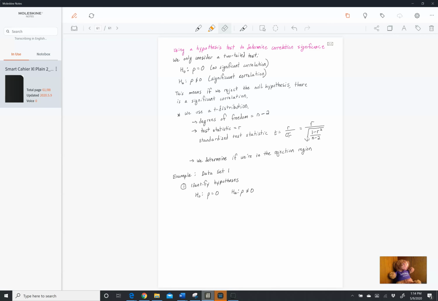Step 2, identify alpha and your degrees of freedom. So here, let's use alpha as 0.05. And our degrees of freedom is n minus 2. Well, n in that example was 7, so 7 minus 2 is equal to 5.